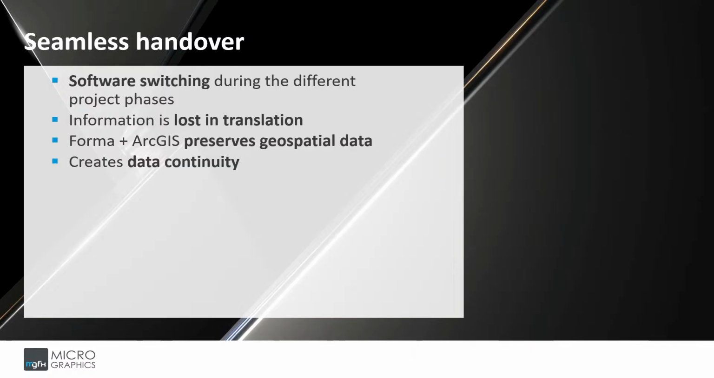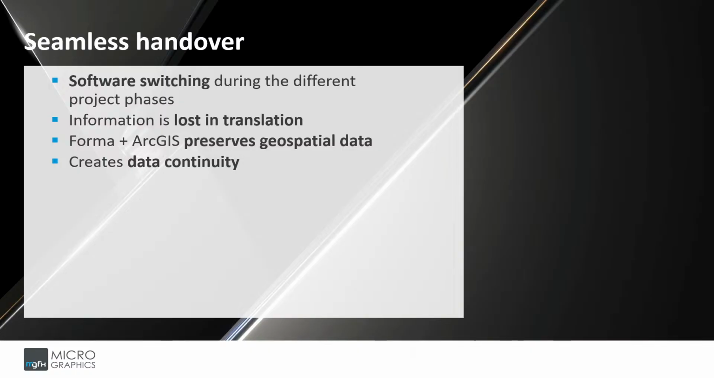So the solution proposed with this collaboration is that the integration between Forma and ArcGIS solves this by preserving geospatial accuracy. When the concept is validated, the model is exported directly to Revit. One thing to also note is that to utilize the ArcGIS plugin within Autodesk Forma, you need to have an ArcGIS license, right?